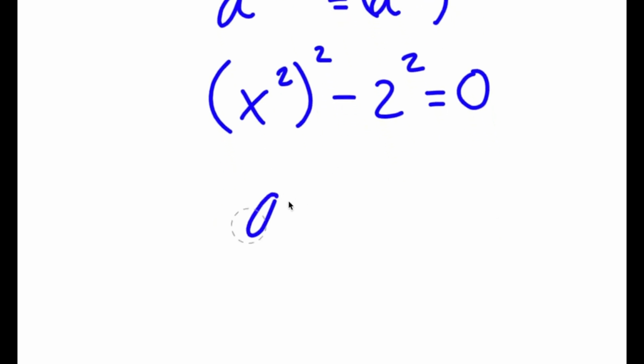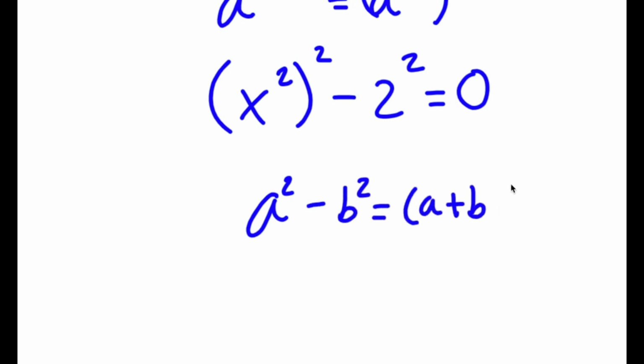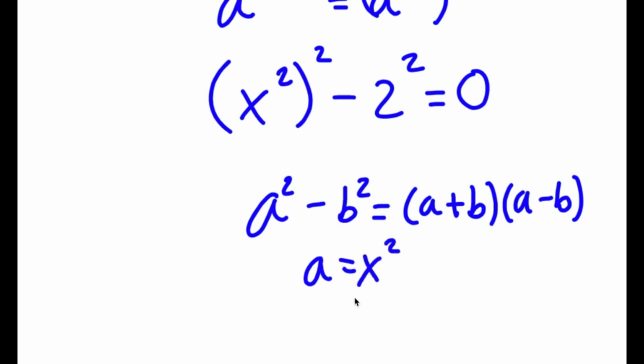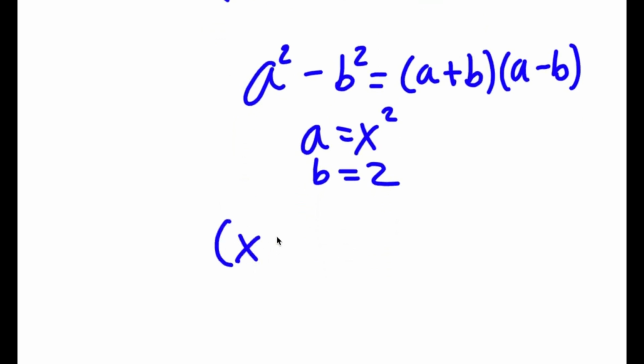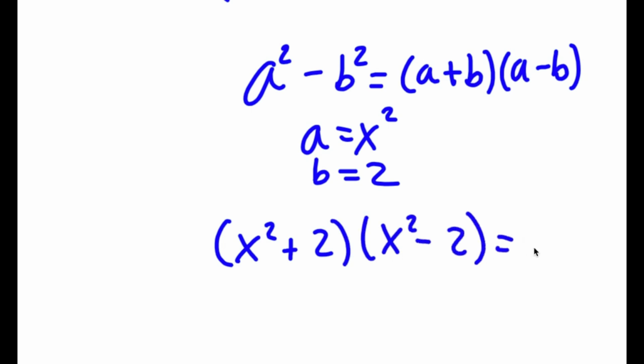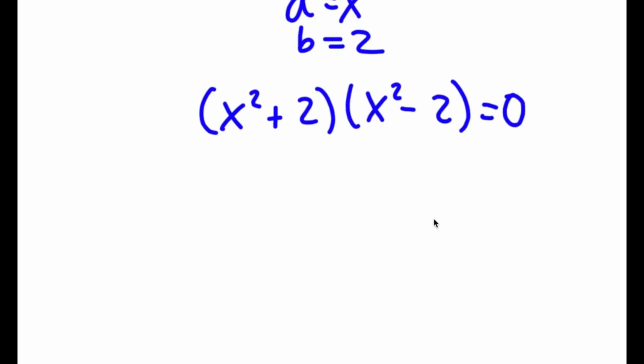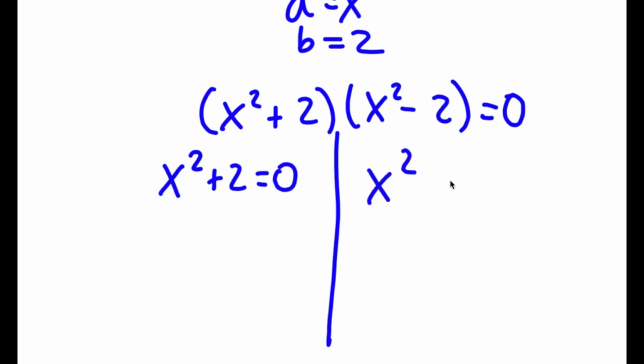Now, if I have something in the form a squared minus b squared, this is equal to a plus b times a minus b. So in this case, a is x squared and b is 2. So now I have x squared plus 2 times x squared minus 2 is equal to 0. So now this gives me two equations. I get x squared plus 2 is equal to 0, and I get x squared minus 2 is equal to 0.